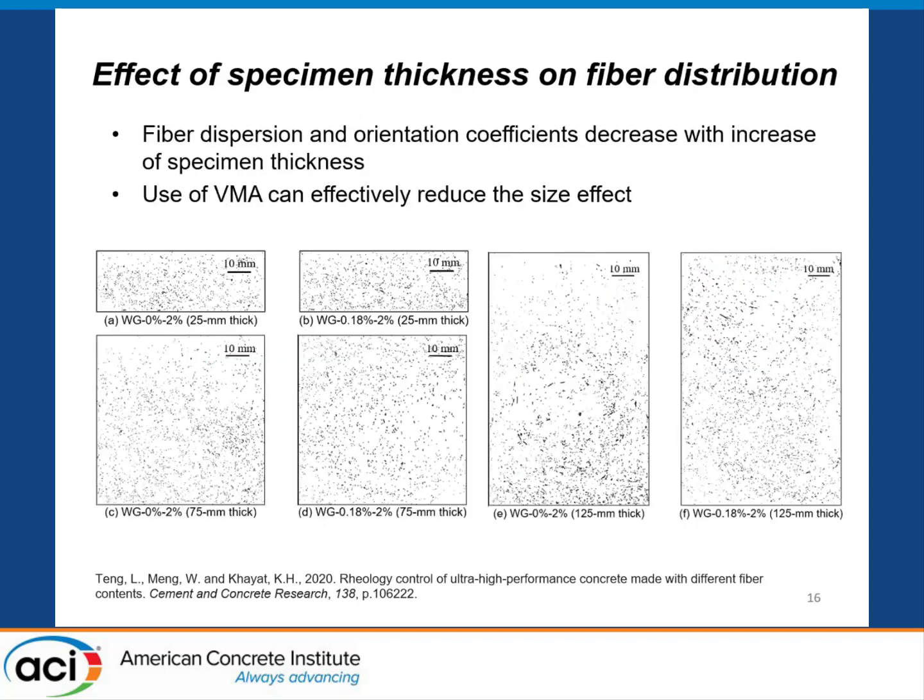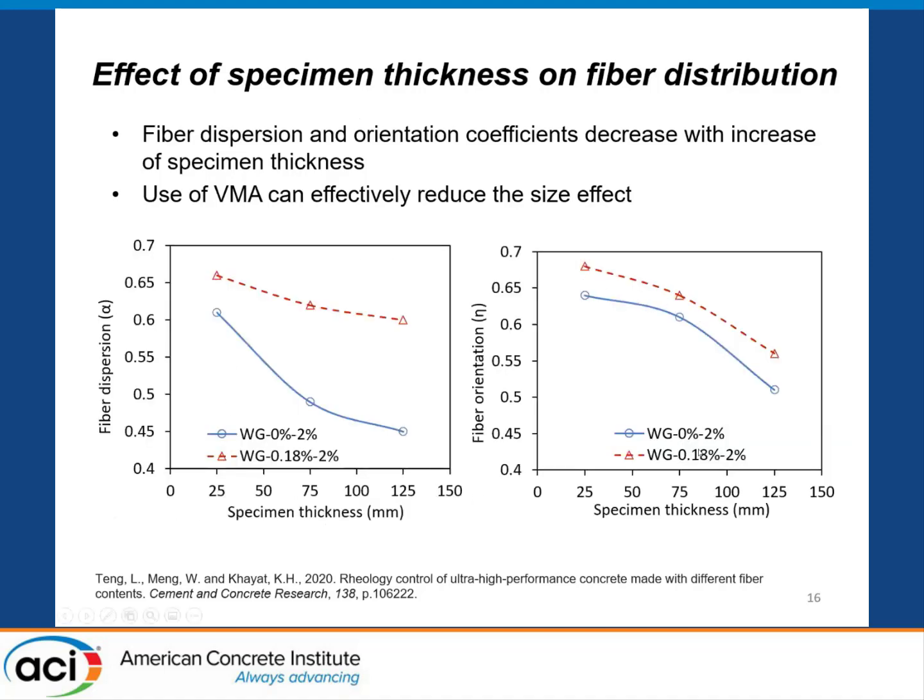And also, we found there's a significant size effect on the fiber distribution. As you can see in these figures, both the fiber dispersion coefficients and the fiber orientation coefficients decrease with the increase of the specimen thickness. But fortunately, if we use the optimum VMA, we can effectively reduce this kind of size effect.